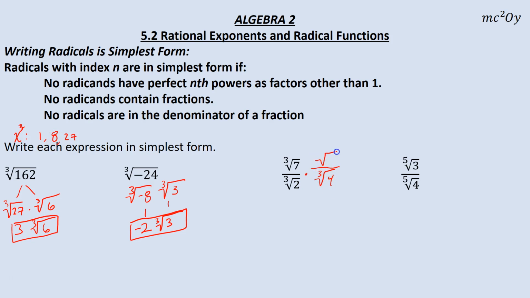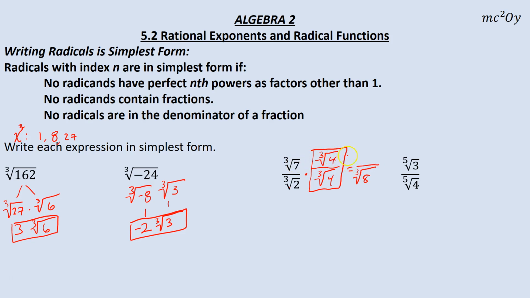And just so I'm not actually multiplying by a number other than 1, here's a special number 1: cubed root of 4 over cubed root of 4 is 1. So I'm not changing the value, I'm just changing the structure here. So cubed root of 2 times cubed root of 4 is cubed root of 8.